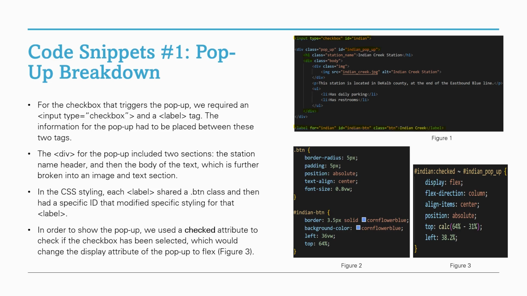In the CSS styling, each label showed a button class and then it had a specific ID that modified specific styling for that label. In order to show the pop-up, we use the checked attribute to check if the checkbox had been selected, which would change the display attribute of the pop-up to flex, seen in figure 3. Figures and the examples are all the way to the right explaining what we had done inside of this slide.